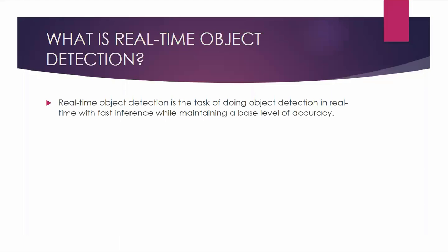So next slide. And I think that this might be the very first question: what is real-time object detection? In a general manner, real-time object detection is a task of doing object detection in real time with fast inference while maintaining a base level of accuracy.